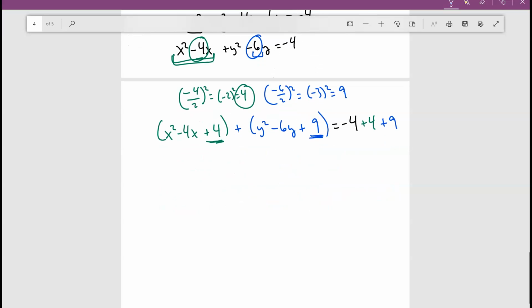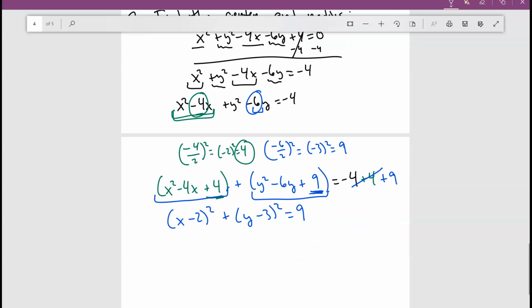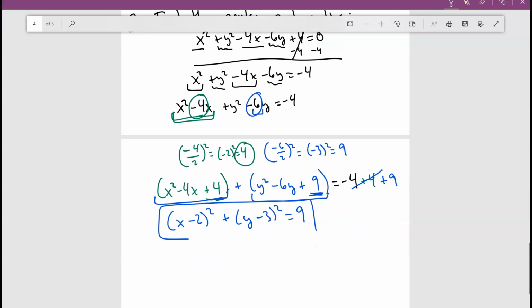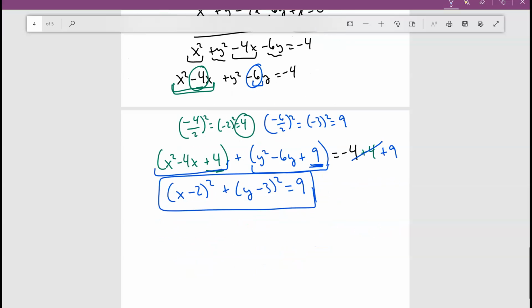Okay. So now I can completely factor this. This is going to be (x - 2)^2. I can completely factor this: (y - 3)^2. This goes away because it cancels out, and I'm left with a 9. Okay, and this is my answer, kind of, because now I completed the square.